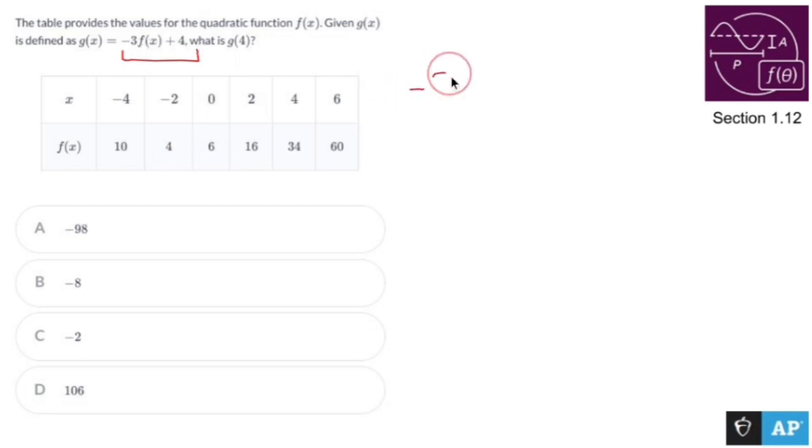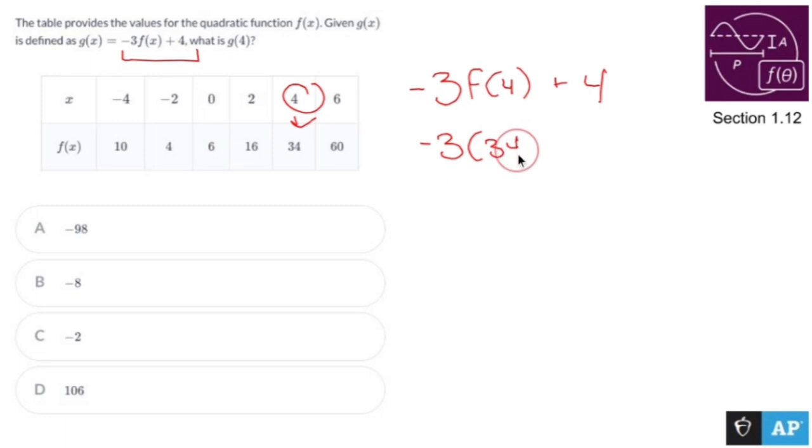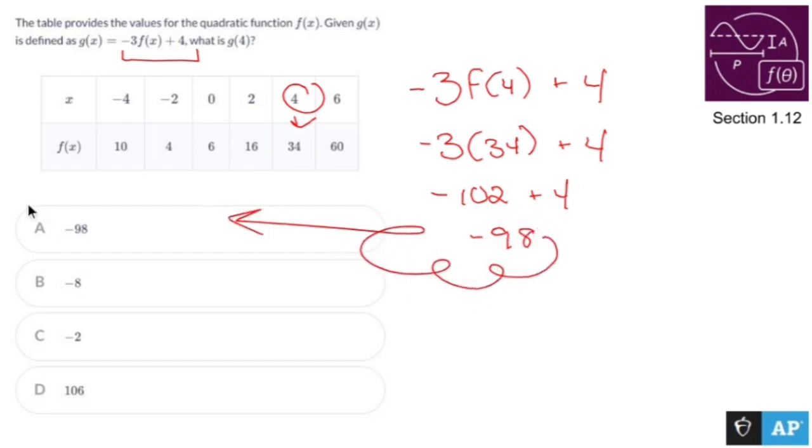So let's do negative 3 times f of (4 plus 4). f of 8 is 34. So negative 3 times 34 is negative 102, plus 4 is negative 98. So kind of strange and not nearly as complicated as these translation problems have a tendency to be. I like it.